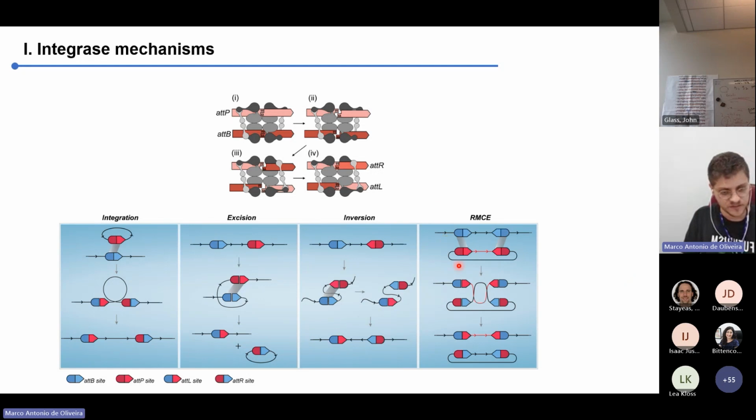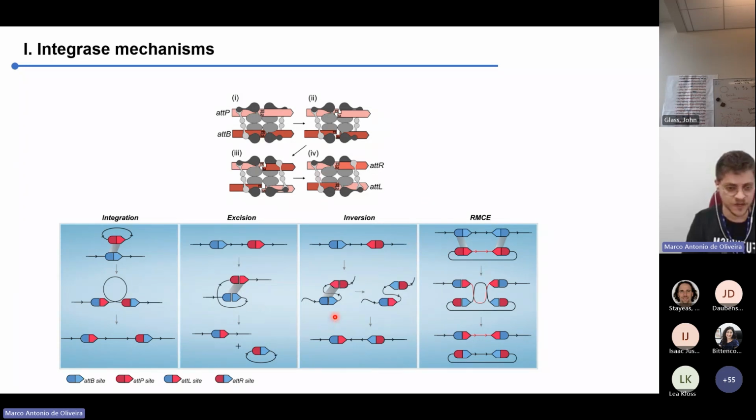And the final mode of action is the RMCE, that's recombinase-mediated cassette exchange. That happens when you have two copies of the same site in one molecule and two copies of the complementary site in another molecule. When they are recombined, you have an exchange of the DNA that's being flanked by those sites. And it's a way of integrating a sequence in your molecule.